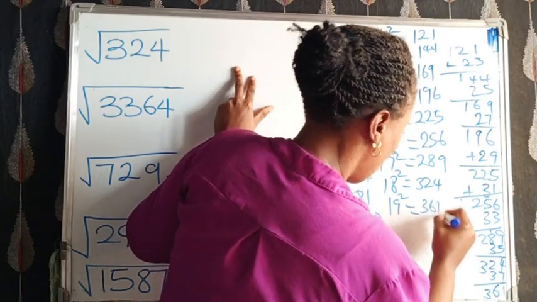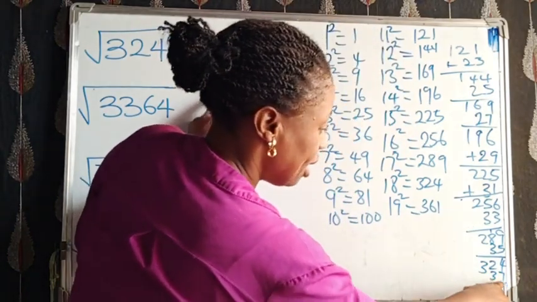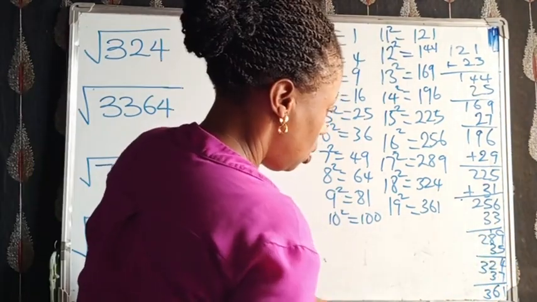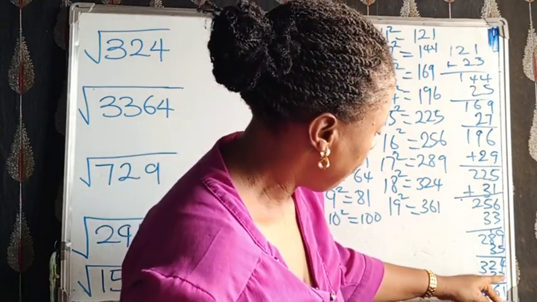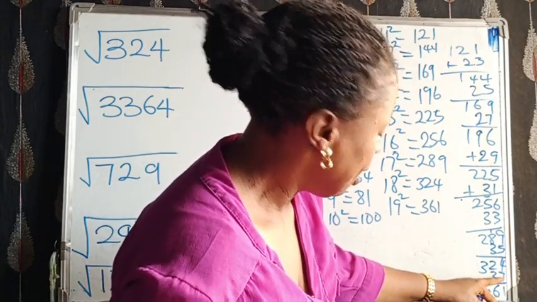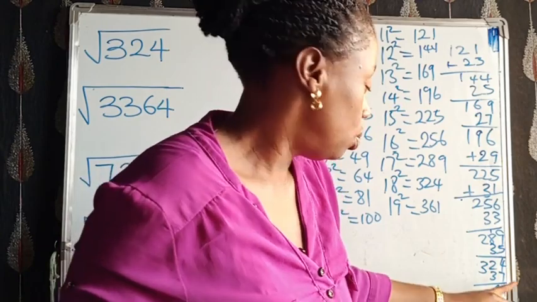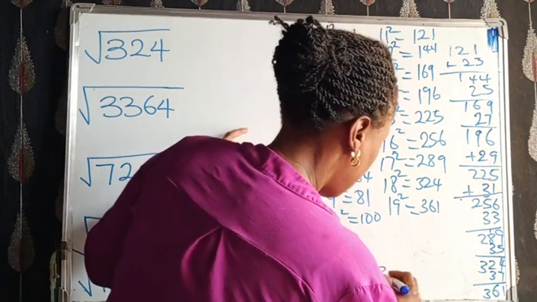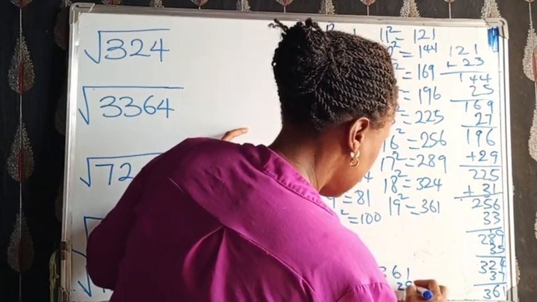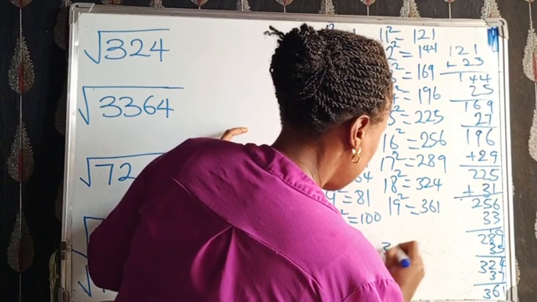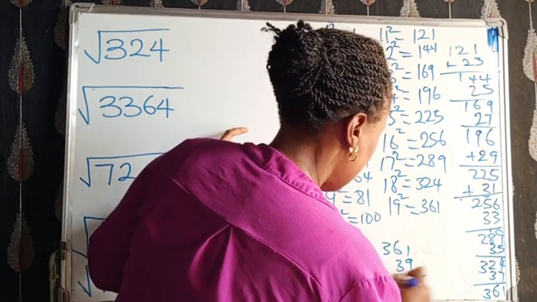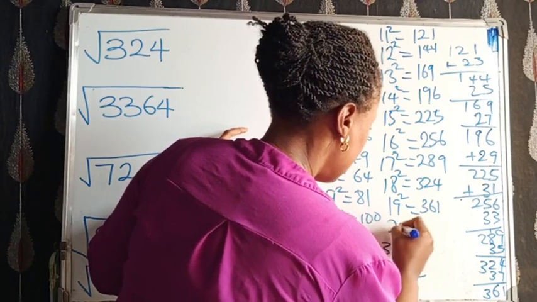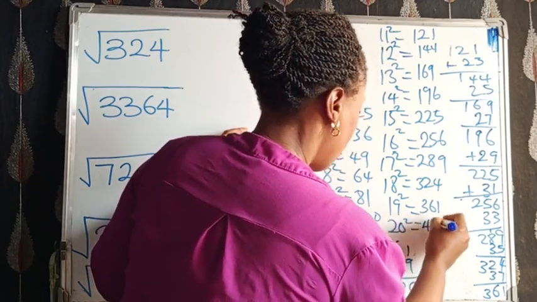So 3, 6, 1. And then you add 37 plus 2. That will be 39. So you have 37 here. You add 2 to 37. We have 37, 38, 39. So 361 plus 39. We have 0, 0, 4. So 20 squared will be equal to 400.